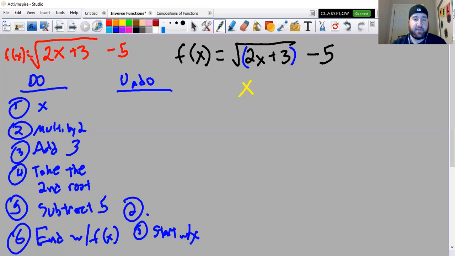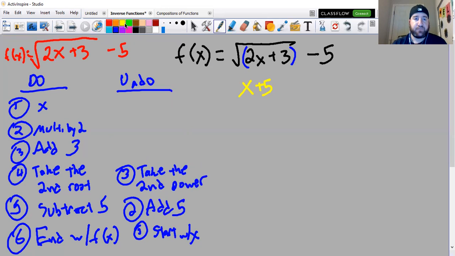All right, start with x. Opposite of subtract 5 is add 5, plus 5. All right. The opposite of take the square root, or take the second root rather, is to take the second power. So everything I already got, I got to square. Okay.